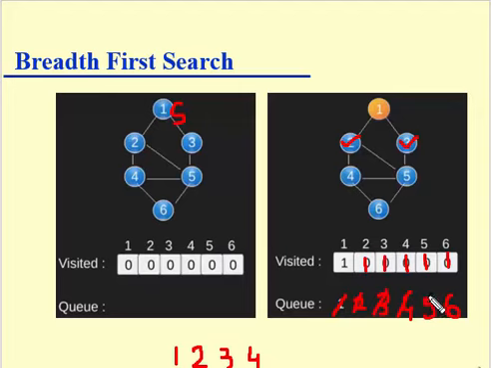Next you delete 5, print it, and the nodes connected to 5 are 4, 6, 3. Their visited is already 1. So next you will delete 6 and print it. After that there is no element in the queue. So this is your output. I did all this in one step over here. Fine. Now I will discuss the algorithm.